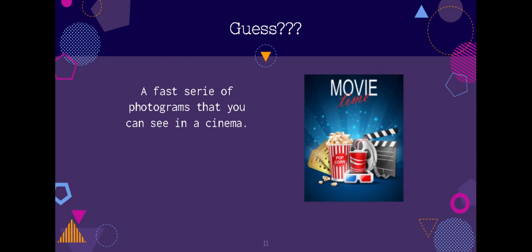A fast series of photograms or photographs that you can see in a cinema. So this would be a movie. Let's repeat. Movie. Now let's spell. Movie. M-O-V-I-E. Movie.